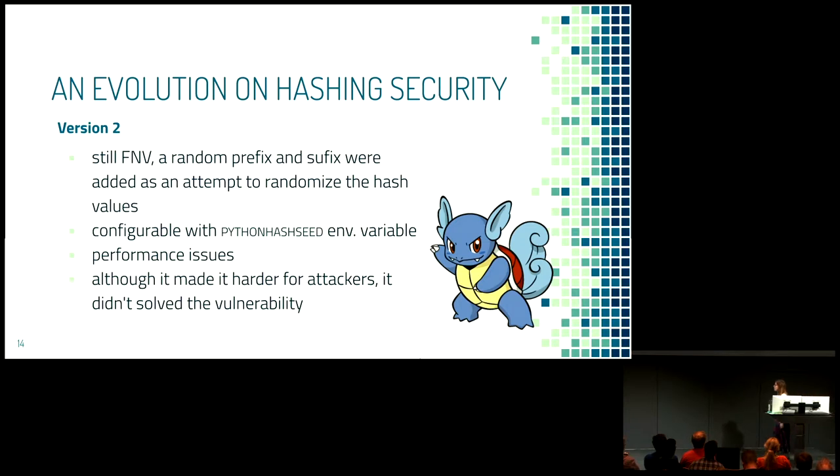So then we came up with, well, not we, I wasn't involved, but as a community, we came up with an evolution for this. We said, OK, we will keep the core of our algorithm. We will keep FNV, but we will try to add some randomization to it. This was configurable with PYTHONHASHSEED. You could turn it off by setting PYTHONHASHSEED to 0, or you could play with it if you know what you're doing. Although this was never abused, it was rightly pointed out that it didn't quite solve the problem at the bottom of it. It was still theoretically possible to abuse this.